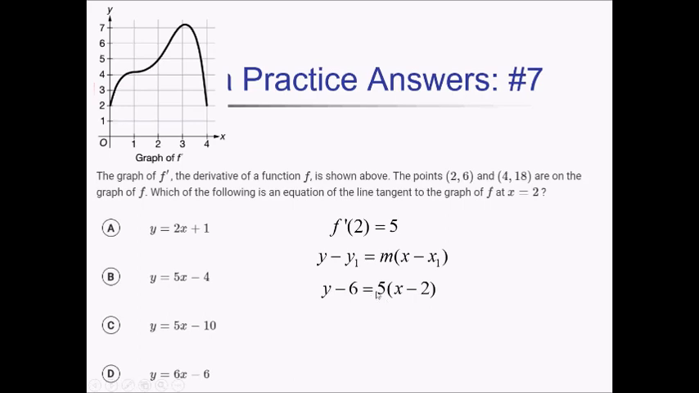We can do that by distributing this 5. So that'll give us a 5x and a minus 10. But if we add the 6 over here to get y by itself, -10 plus 6 ends up giving us -4. So that ends up giving us answer choice B.